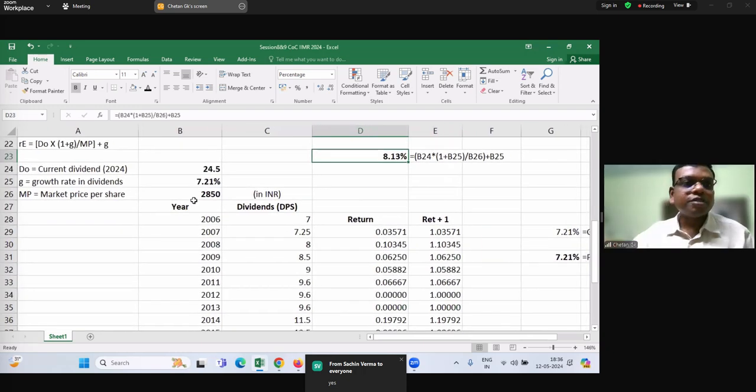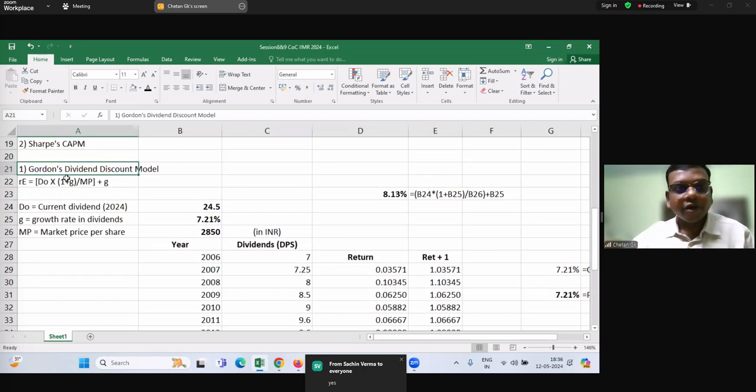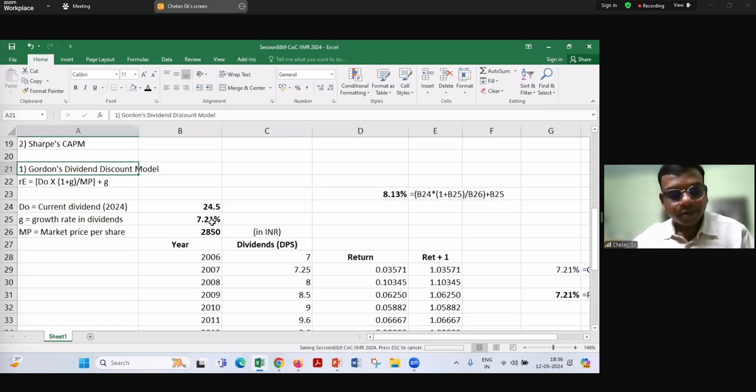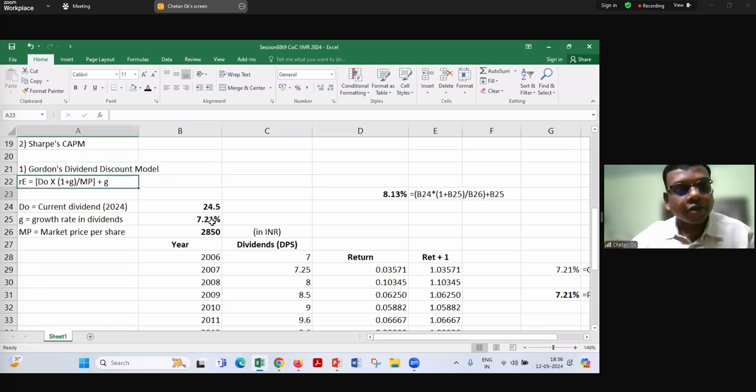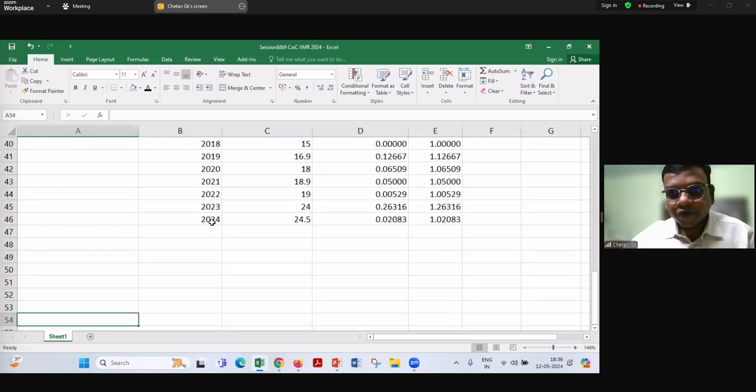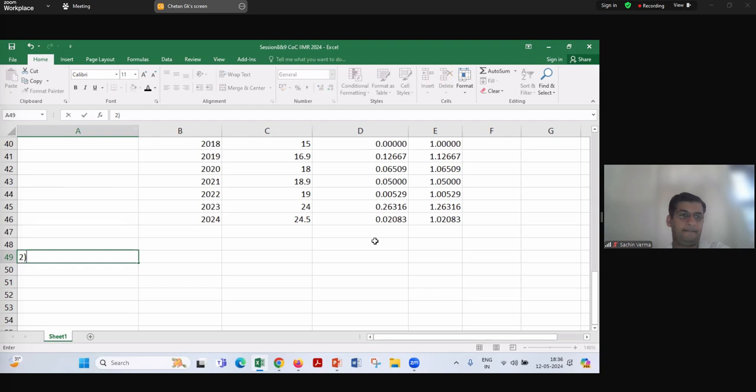Understood now what Gordon's dividend discount model is all about? How to compute this as per Gordon's dividend discount model. Shall we go to the next one, the CAPM method? Yes or no? Okay, so that's the second method of cost of equity computation.